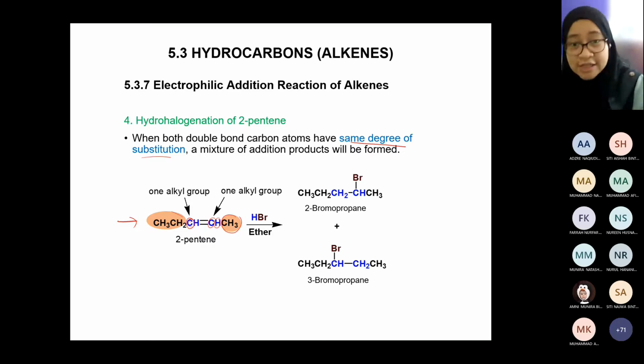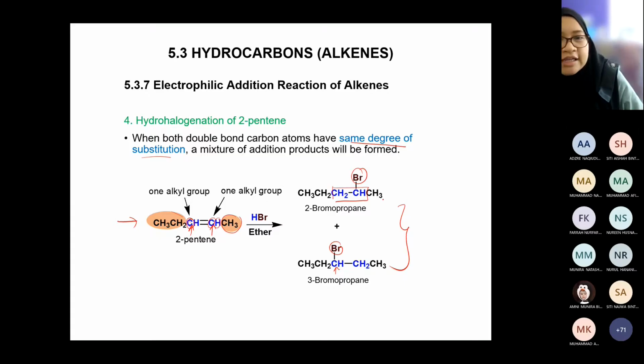So kalau case macam ni, dia ada 2 probability lah. So the Br can be placed on both side. Dekat sini and this carbon. Okay, so these are the two options. So Br can be placed here and Br can also be placed to this carbon. As long as yang double bond tu saja, yang lain tu you remain as is. Okay, inilah maksudnya a mixture of product will be formed. Dia ada dua probability of halogen punya placement. Okay.